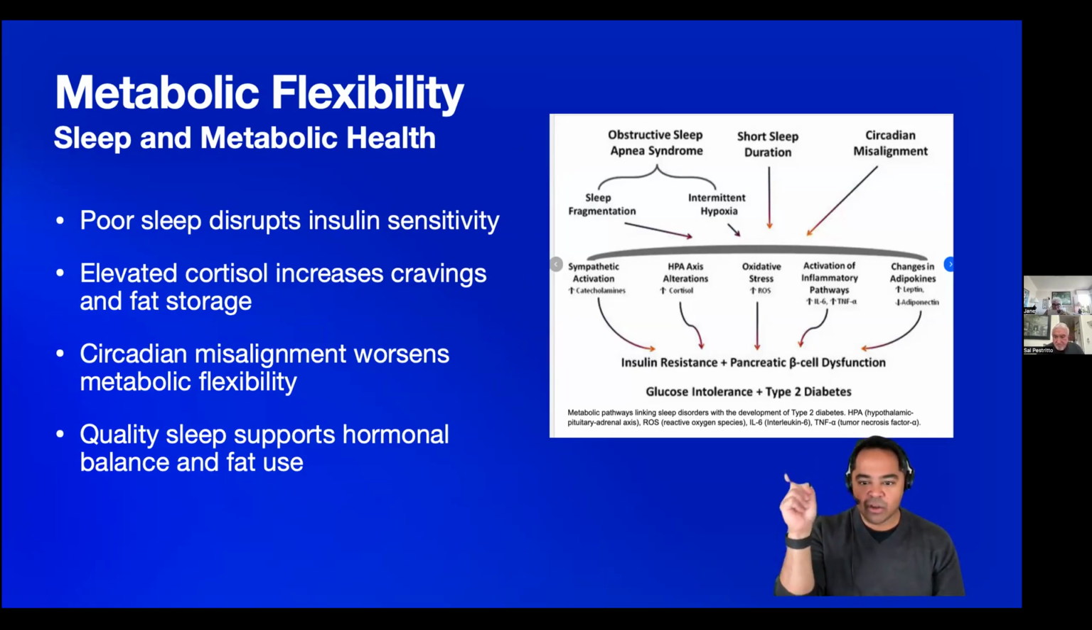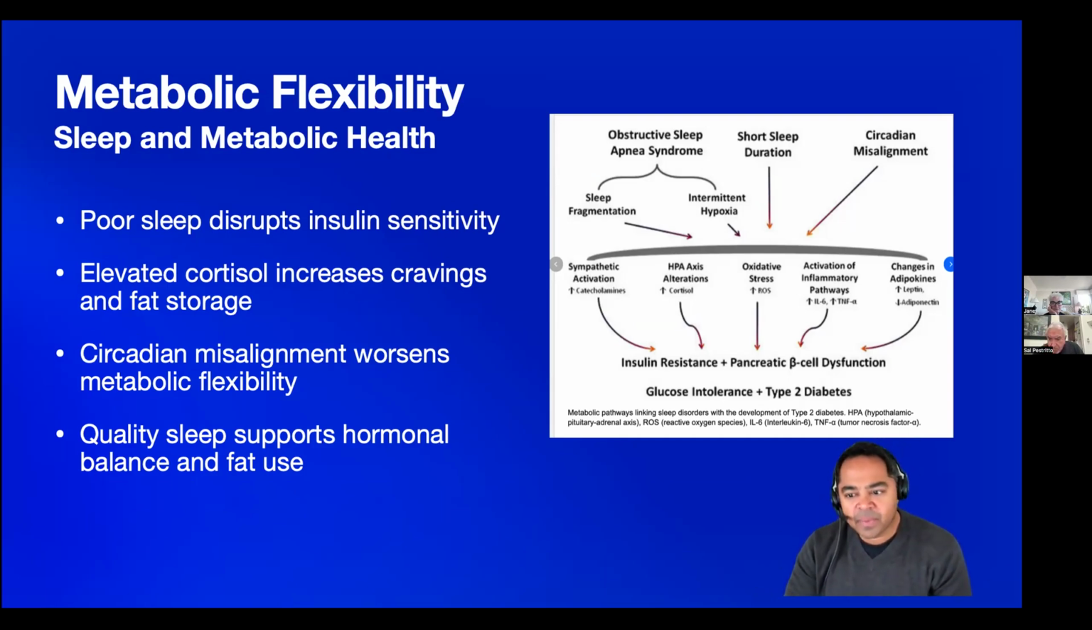And so you can see here that when you're having difficulty sleeping, short sleep duration, something called circadian misalignment, where you're not sleeping in line with the earth, these all lead to things like activation of your sympathetic, that fight or flight system, increases in cortisol, oxidative stress, which we've talked about several times, activation of inflammatory pathways, change in what are called adipokines, or the hormones of fat metabolism. That all leads to insulin resistance, pancreatic beta cell dysfunction.